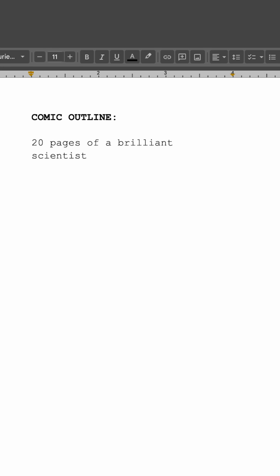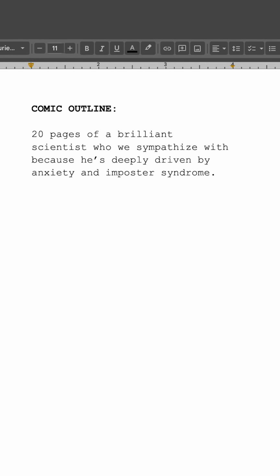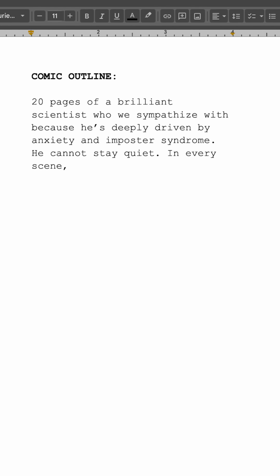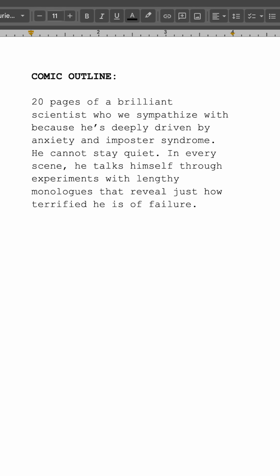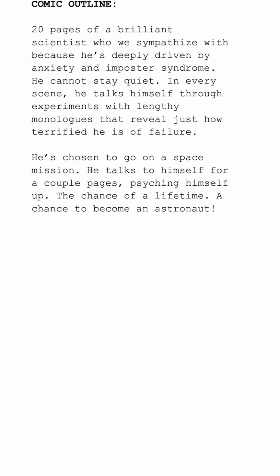20 pages of a brilliant scientist who we sympathize with because he's deeply driven by anxiety and imposter syndrome. He cannot stay quiet. In every scene, he talks himself through experiments with lengthy monologues that reveal just how terrified he is of failure. He's chosen to go on a space mission. He talks to himself for a couple pages, psyching himself up. The chance of a lifetime, a chance to become an astronaut.